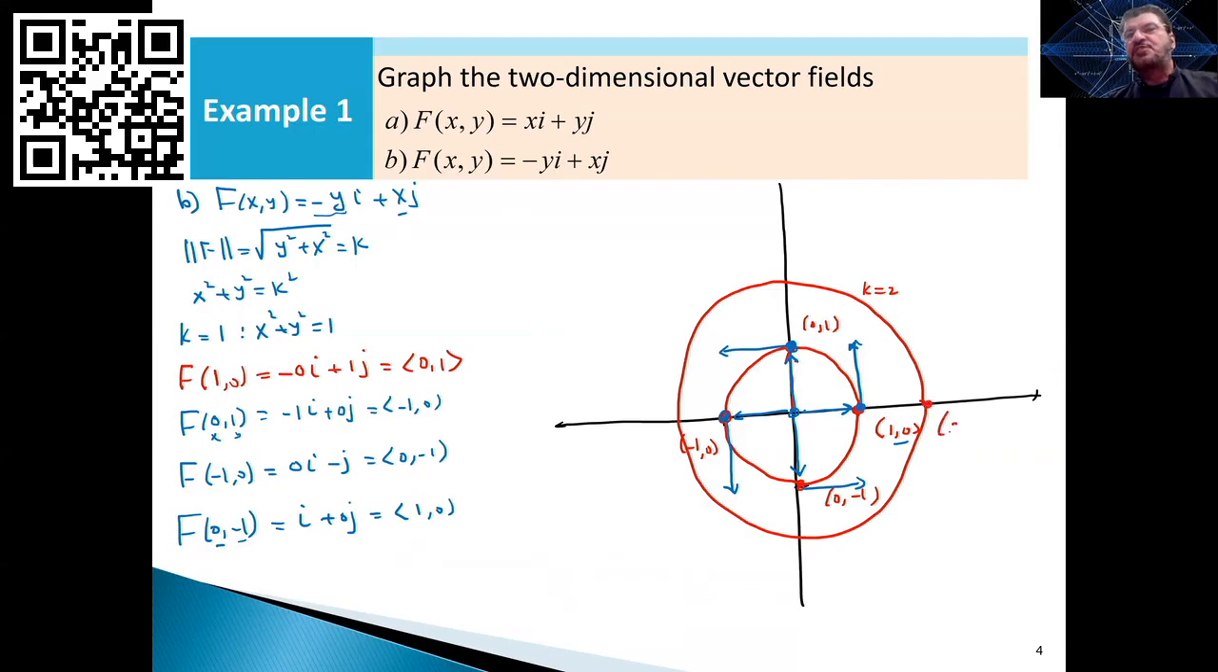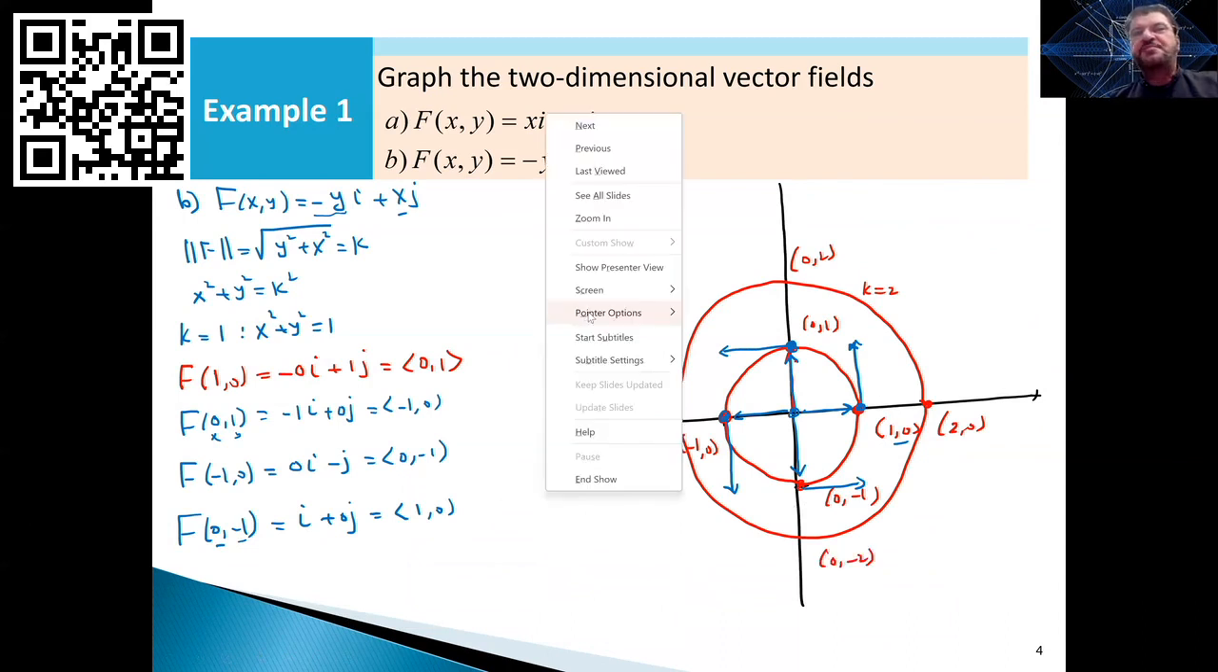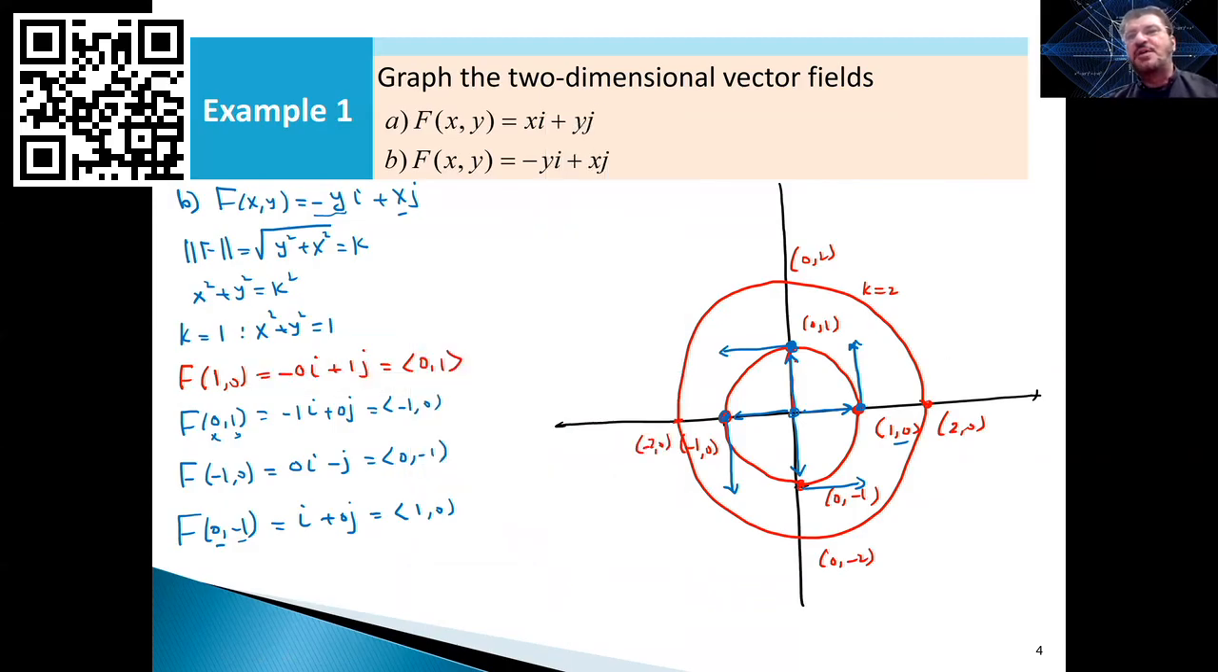So this point is (2, 0). And this one, (0, 2). This one is (-2, 0), and this one is (0, -2). Now, what's going to happen in the next circle? Same scenario. Here, you will go all the way up. Here, you will go to the left. Here, the same thing is going to go down. And from here, you're going to go to the right. So what's going to happen?